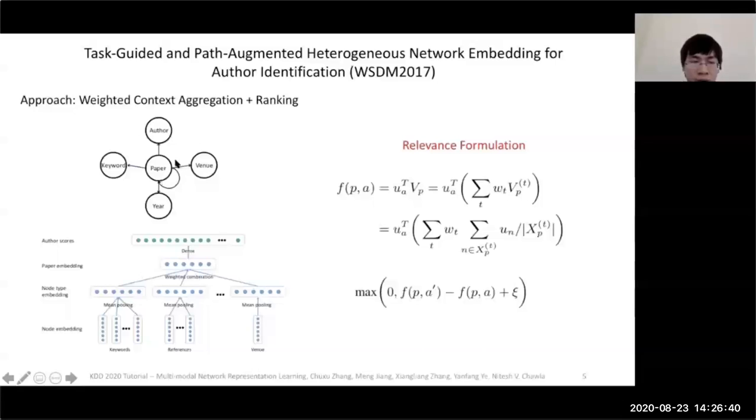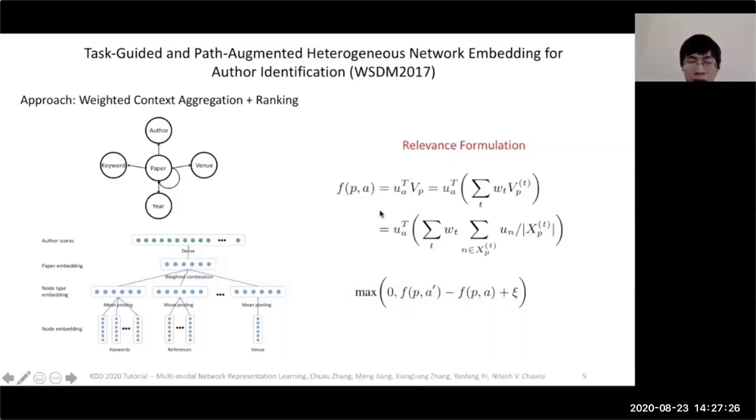In the academic publication data, each paper is associated with different types of context information, including keywords, years, and venues. Then we can utilize this context information to formulate the paper embedding. Here, VP denotes the paper embedding. We can see that it's computed by the weighted combination of different context information. For example, we can pre-train the embedding of different context information such as keyword, reference, and venues, then do the weighted combination of all of these context information to get the final paper embedding.